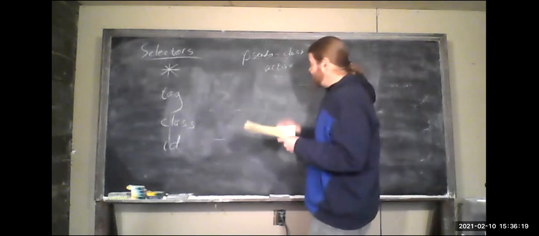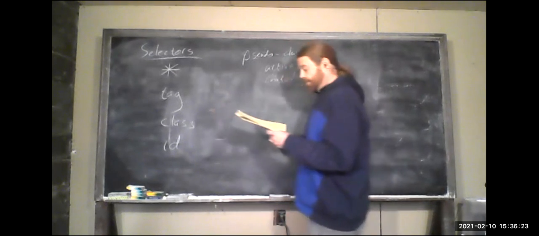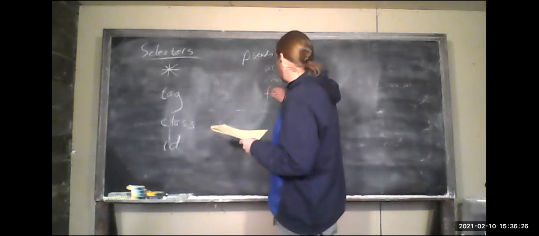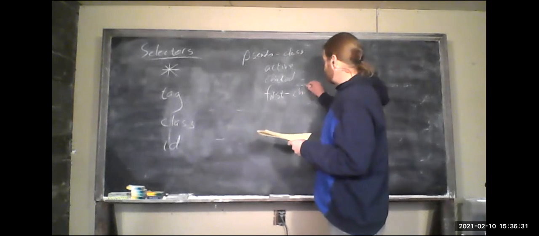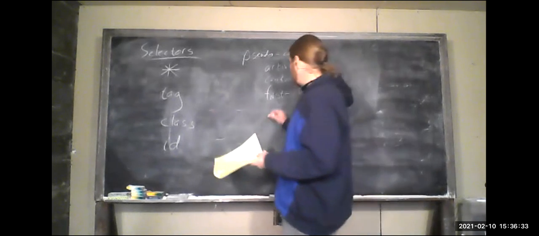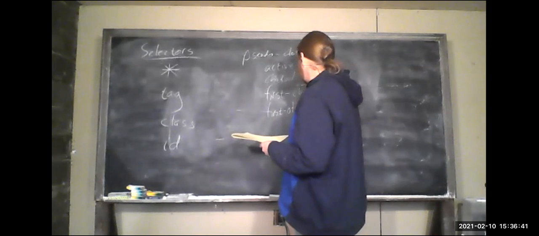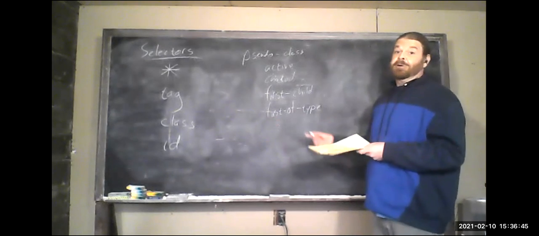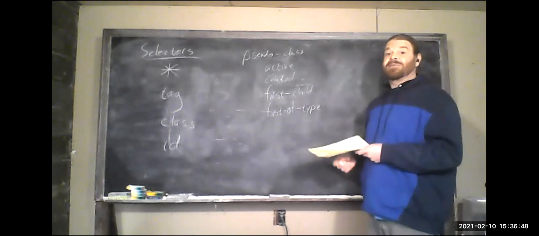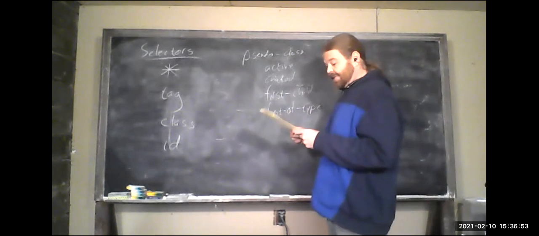So we have like active, checked, and then the one I was getting ready to look at is first child. We have first of type, first-of-type. So you could set up first of paragraph, first of type, and then your first paragraph on the page would have different style rules, or last of type. And that's the first and last.